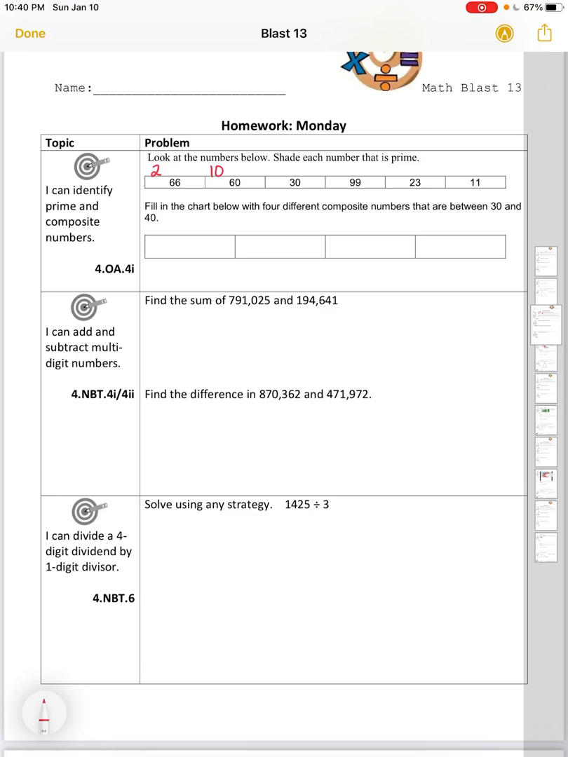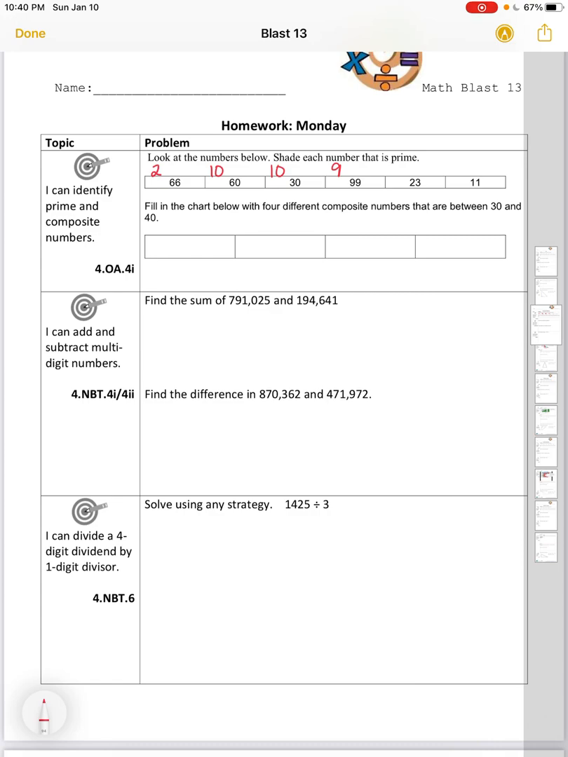30. 1 and 30 are factors, but again, it ends in a 0, and so I know 10 has to also be a factor of 30. 99. 1 and 99 are factors, but 9 is also a factor. 9 times 11 would give me 99.